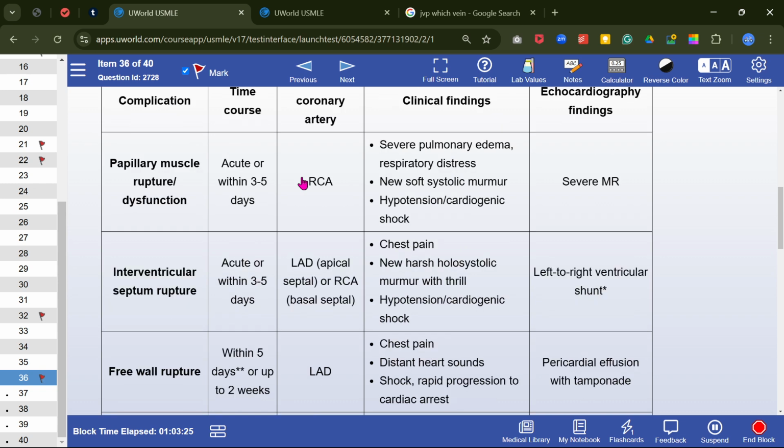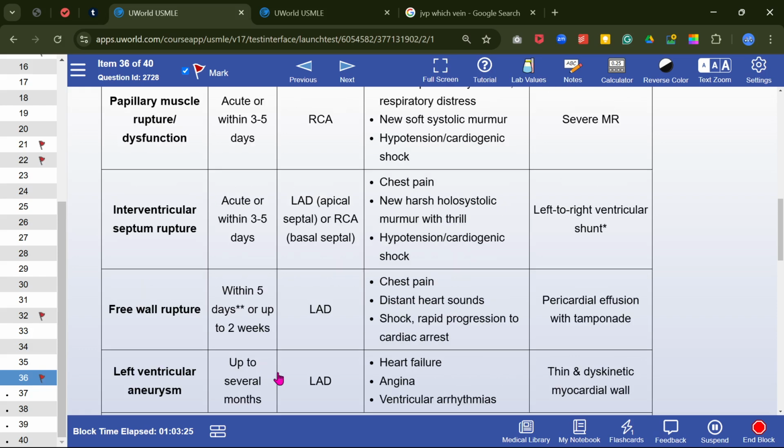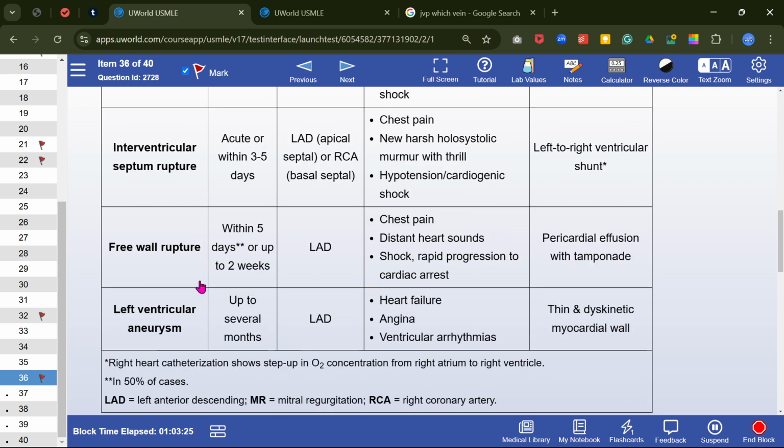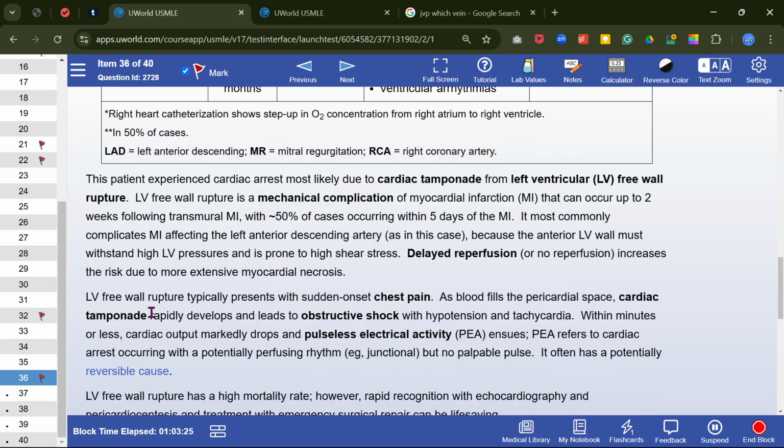So acute, 3 to 5 days, is papillary muscle rupture and interventricular septal rupture. 5 days up to 2 weeks is free wall rupture, and left ventricular aneurysm is up to several months. Here there is LAD involvement, with heart failure, angina, ventricular arrhythmia, and a thin dyskinetic myocardial wall. Okay, now the explanation.